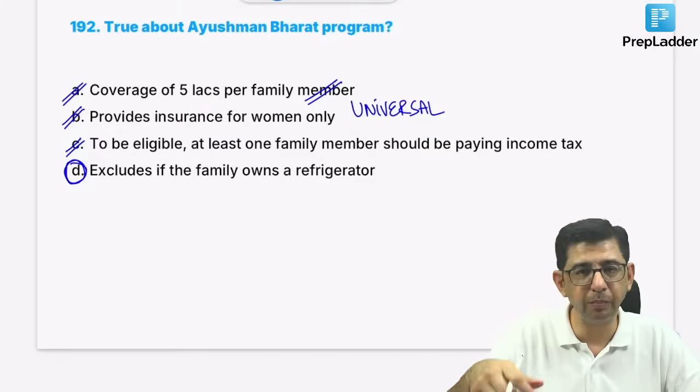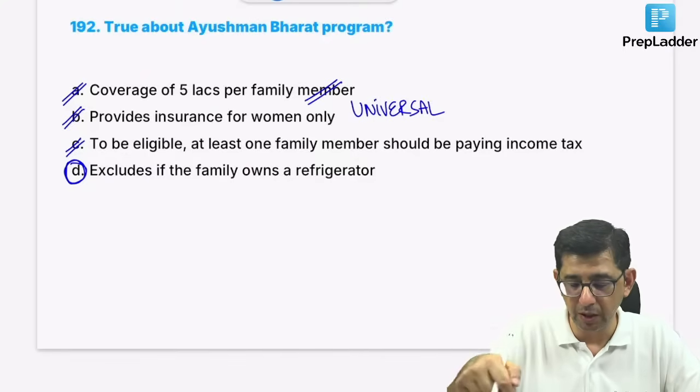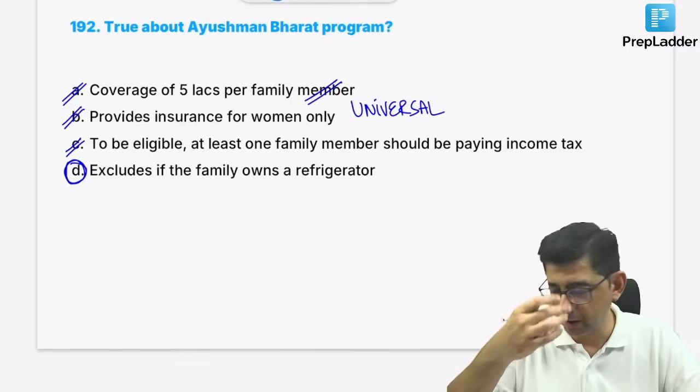Okay, yeah, PM name will always be there. So he's saying what is the correct statement in this case? Excludes if the family owns a refrigerator.